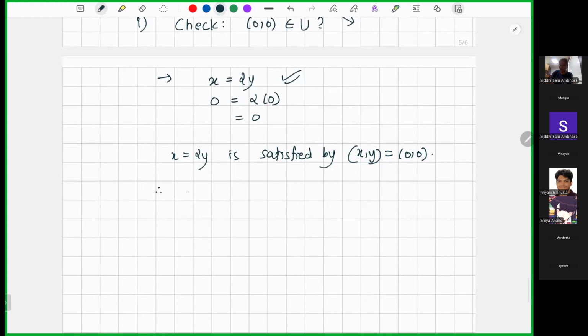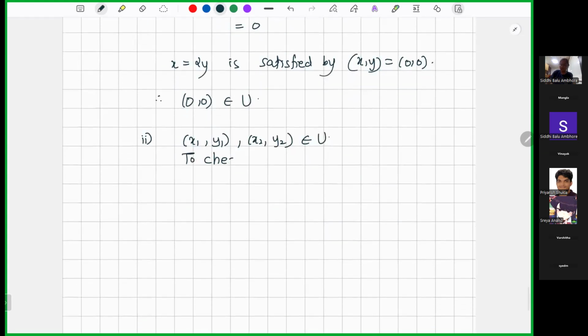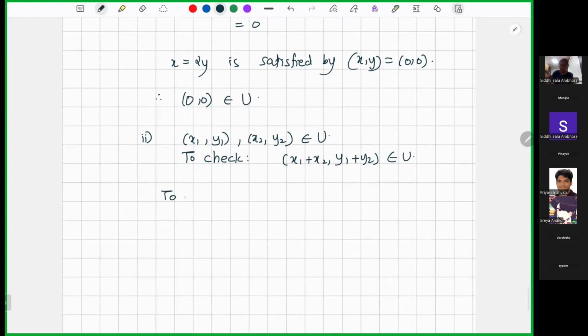Therefore, this belongs to my set U. And now second, suppose I take x1, y1 and x2, y2 in U. Now I have to check whether x1 plus x2, y1 plus y2 belongs to this set U or not. So what I need to check is whether x1 plus x2 is equal to 2 times y1 plus y2 or not.